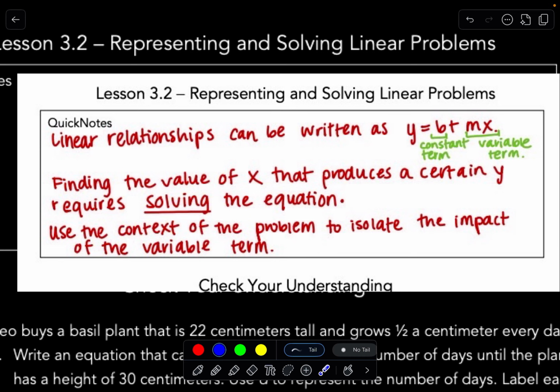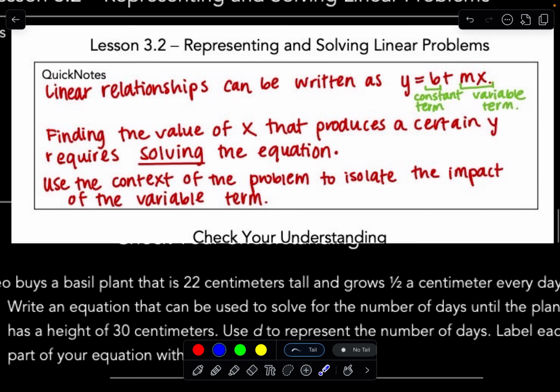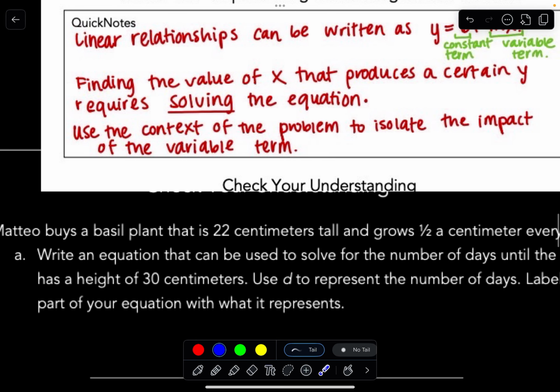mx is the variable term. So we have our constant term plus our variable term. Finding the value of x that produces a certain y requires solving the equation. That's the big algebra word, solving. You'll hear that a lot. Solve this equation. Not just linear. Right now we're talking linear, but later on it'll be quadratic, exponential maybe. When you get into higher level math, you'll get into logarithmic. There's all sorts of solving.